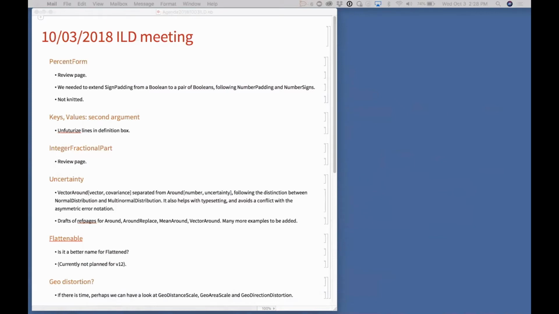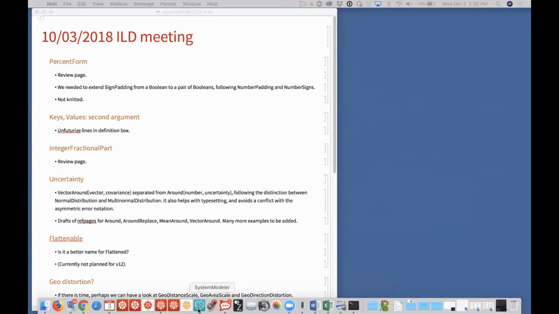I am out on the road today, so different resolution of screen, but we are doing a Wolfram Language incremental development meeting, and we've got a number of things which are hopefully getting closed off in time for version 12. So first up, we have percent form, and I assume I have a version 12 here that I can run that in.